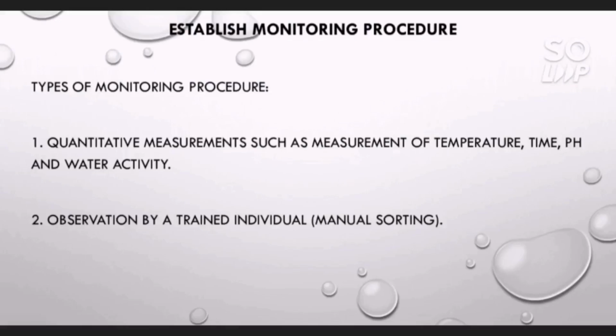Establish monitoring procedure. Types of monitoring procedure. First, quantitative measurements such as measurement of temperature, time, pH, and water activity. Second, observation by a trained individual such as manual sorting.